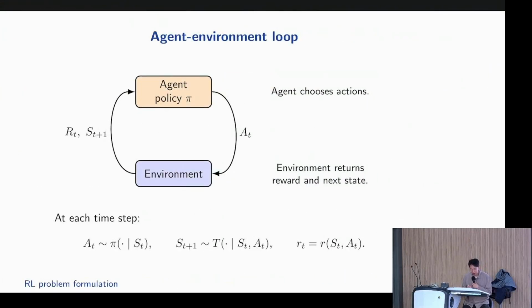Okay, so what's the setup? This is still big picture. You have your agent that you want to optimize, and you want to train its policy. And you have a black box environment. So typically in RL, this is black box. If you input an action to the environment, it's going to give you reward and the next state. So the agent chooses actions, and the environment returns reward and next state.